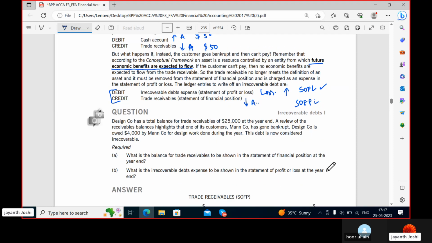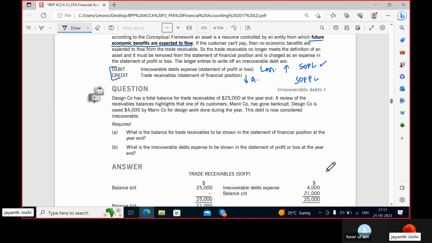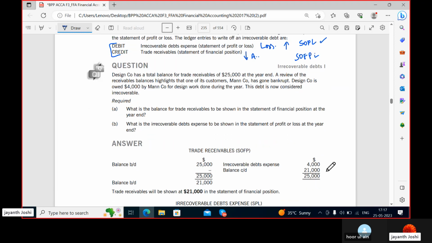So now we will solve one question. This is the question. Design company has a total balance for receivables of $25,000 at year end. Remember, total receivables are $25,000. A review of receivables highlights that one of its customers, Man Company, has gone bankrupt. Now from them the design company is expecting $4,000. So this $4,000 has become irrecoverable, that means bad debt.